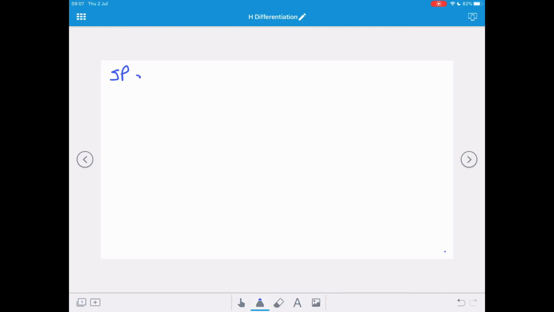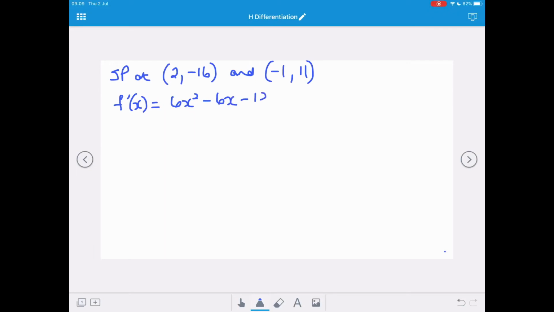So we have two stationary points. One is going to be at (2, -16), and the other one is at (-1, 11). We need to work out what the nature is. We know that f'(x) = 6x² - 6x - 12.